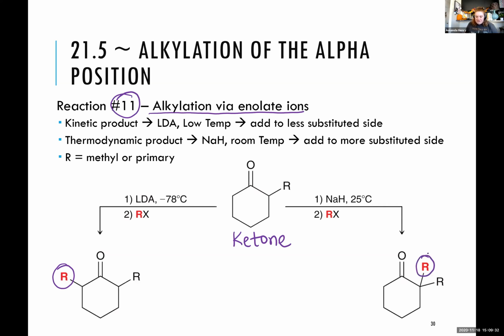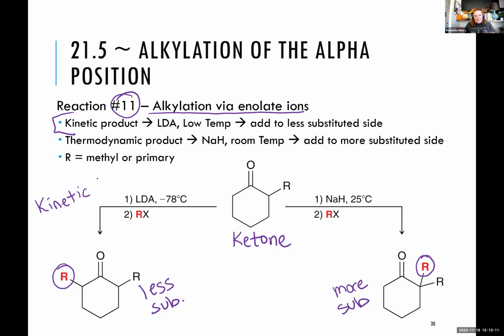And based on the conditions we use, we can add it to the more substituted side. So think of this as our Markovnikov conditions. Or we can add it to the less substituted side, so the anti-Markovnikov conditions. Let's talk about the less substituted side first. The less substituted side is referred to as the kinetic product. So that means it's the one that forms the fastest.